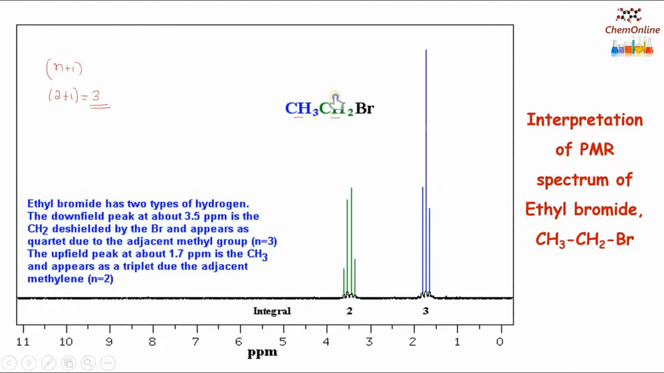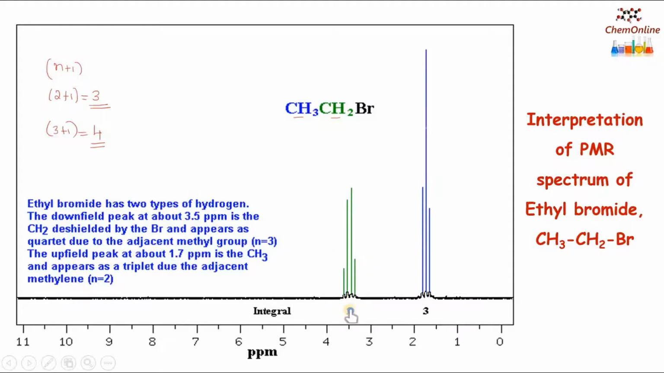Now what will be the number of lines in the peak due to CH2 protons? Again, there will be spin-spin interaction between the neighbouring protons. So adjacent to CH2 is the CH3 group. So n equals 3, therefore 3 plus 1 equals 4, and that is shown as green lines here. It is a quartet.